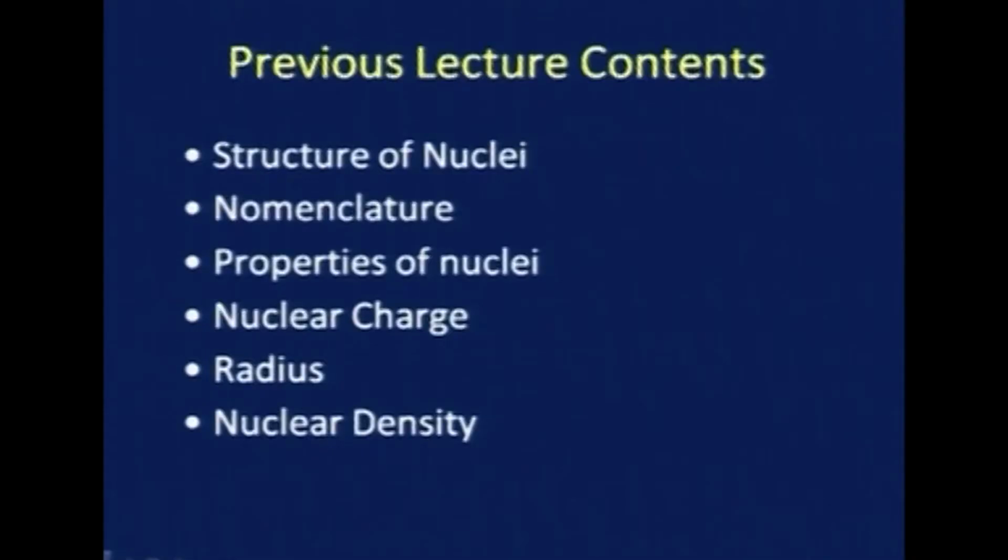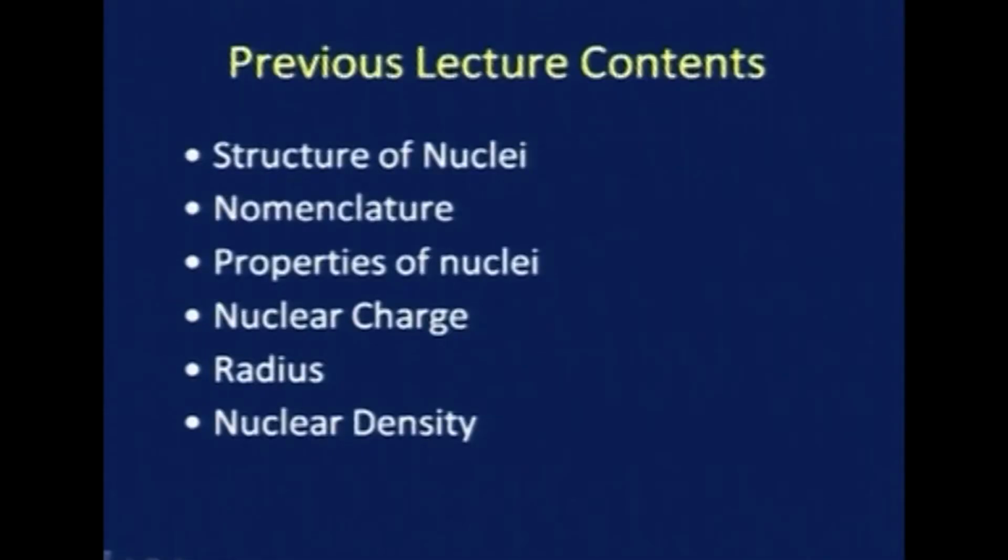This is the second series. In the previous lecture, we were discussing the structure of nuclei, like the neutron and proton, and we also discussed nomenclature like isobar and isotopes. We started with properties of nuclei, beginning with nuclear charge, which is nothing but Z into E, and then radius. For you to recall, R equal to R naught A power 1 by 3, and nuclear density.